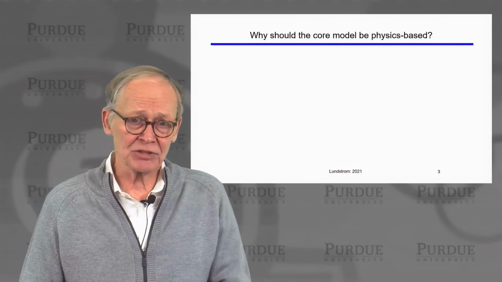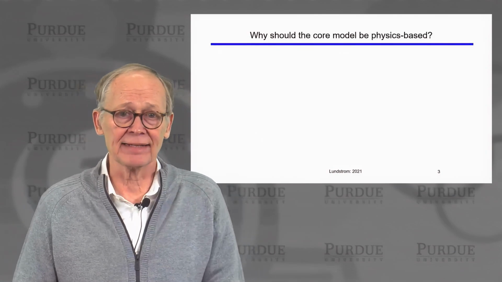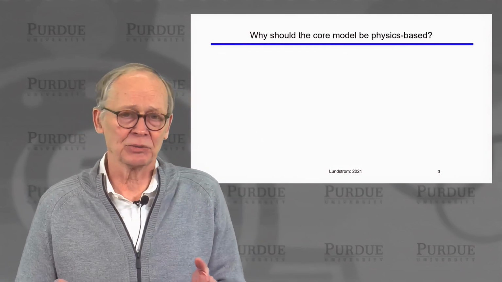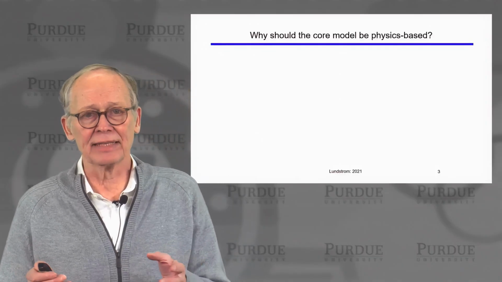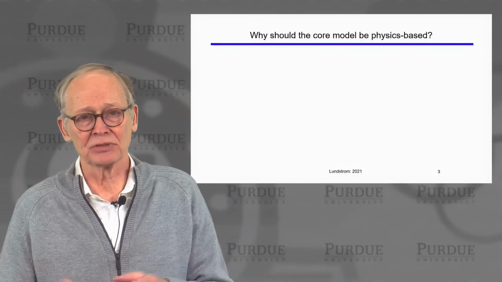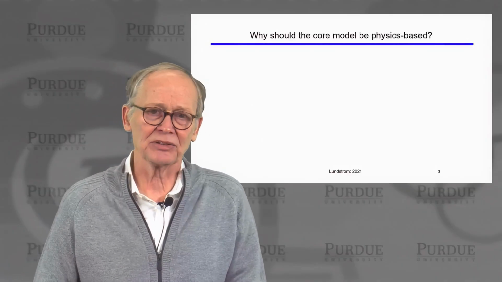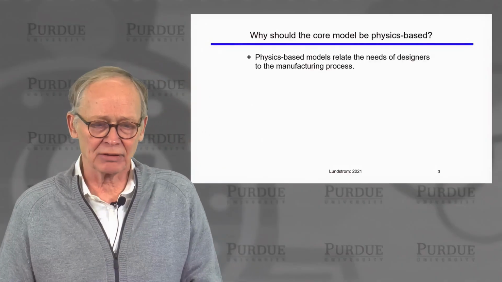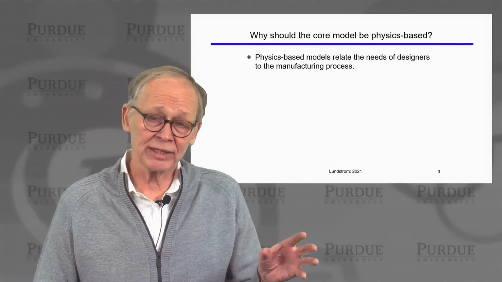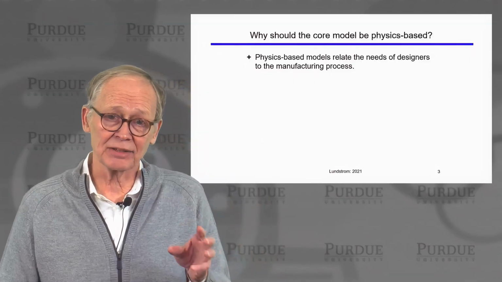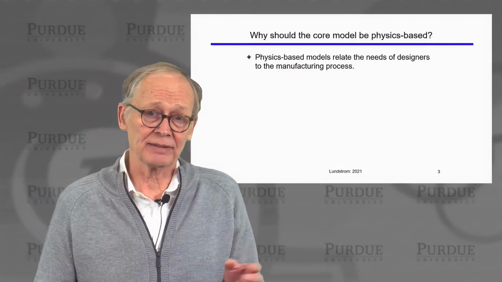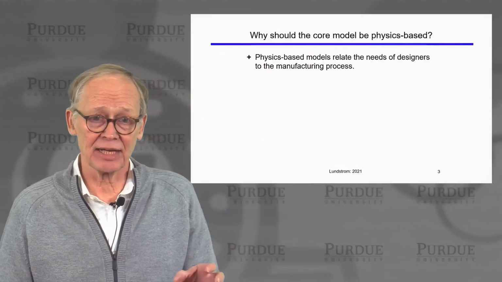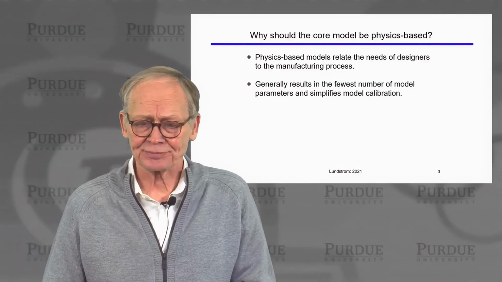Now, you might ask, why should the core model, why does it need to be physics-based? Why can't we just generate a table of the IV data of the device? Why couldn't we take a polynomial to a high degree and fit the parameters in that polynomial to the measured data? Well, there are some reasons that people like the core model to be physics-based. One is that it relates the needs of the designer to the manufacturing process itself. So we speak the same language, oxide thicknesses, channel lengths, and things like that.